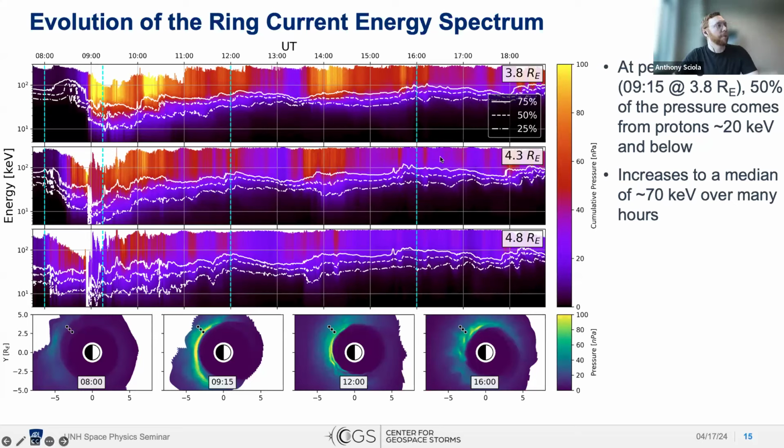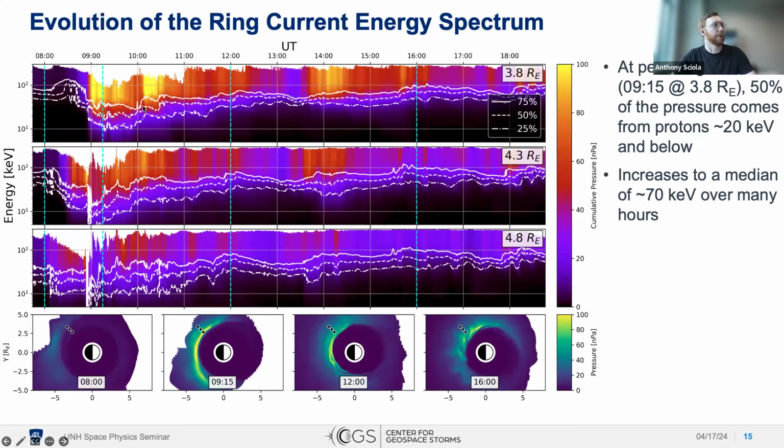And what I'm actually showing on these panels is the cumulative pressure as a function of time on the x-axis and then as a function of energy on the y-axis. So the cumulative pressure as a whole is the color contour, and then these white lines are the median and quartile values of the cumulative pressure. In other words, this 50% line in the middle, or the median energy, as we'll call it, is indicating the energy at which protons below the energy are contributing 50% to the total ring current pressure.